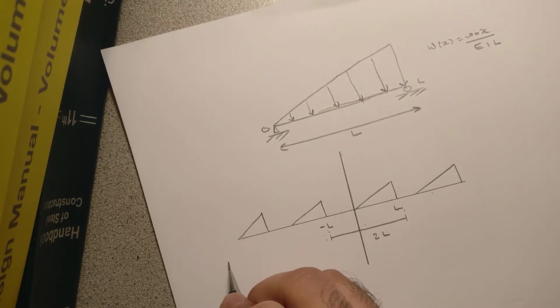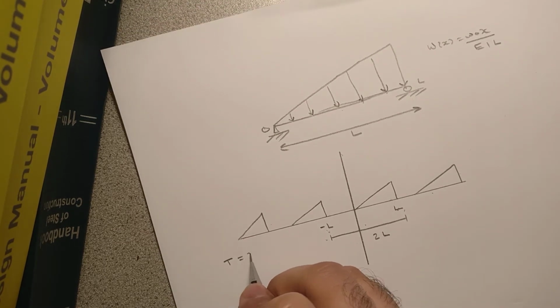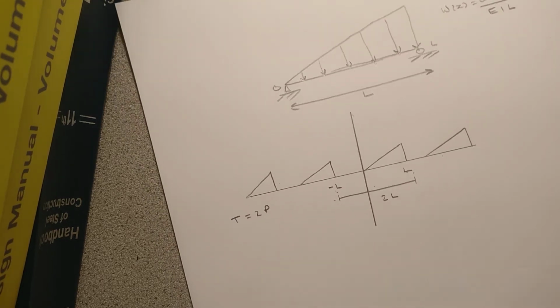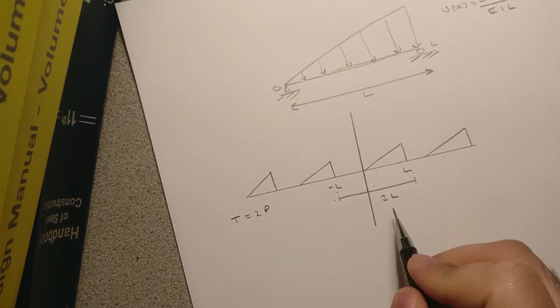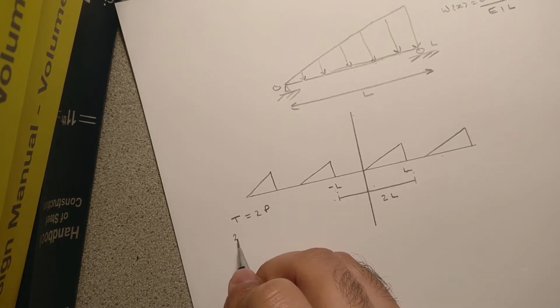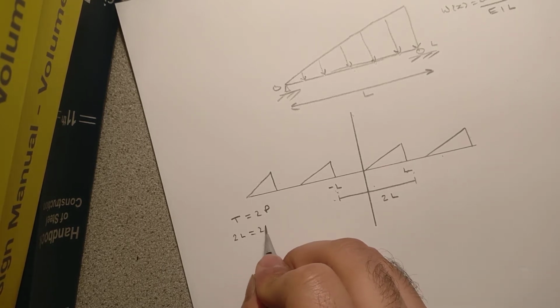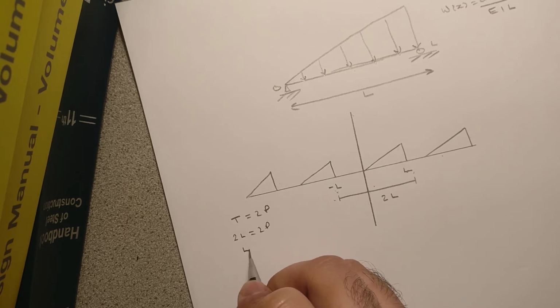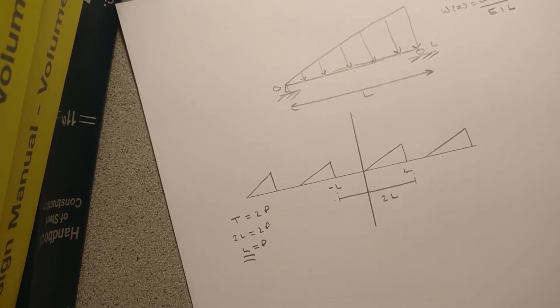And we learned that T equals 2P. T is your fundamental period, which in our case is 2L, and P is your period. So we have 2L equals 2P, and then L equals P. So that's our function.